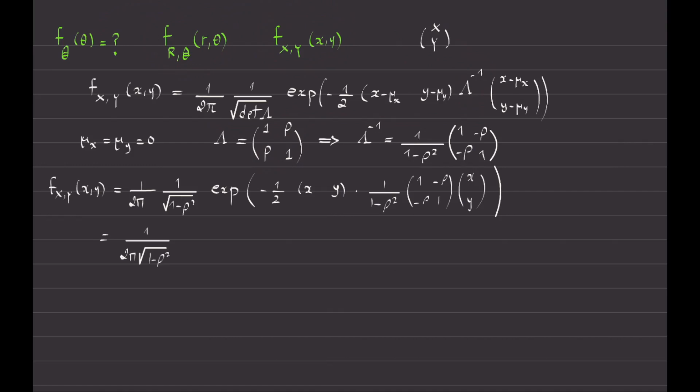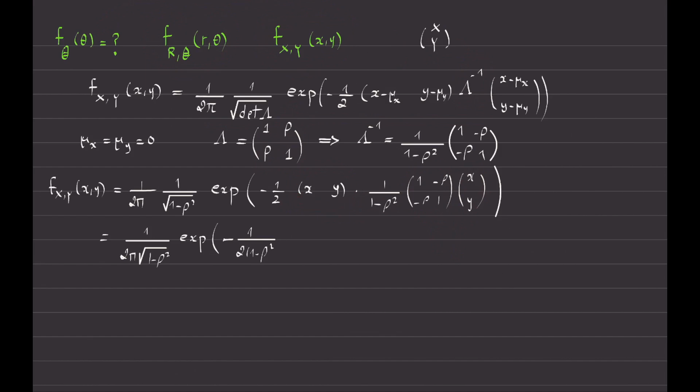Okay, so you see this is just a number, so let me multiply it here. This becomes exponential of minus 1 over 2 times 1 minus rho squared. And then I have 3 matrices to multiply. It's a very simple task to do. You first multiply these 2 matrices, it becomes a 2 by 1 matrix, and then you multiply it by this 1 by 2 matrix, it becomes a number at the end.